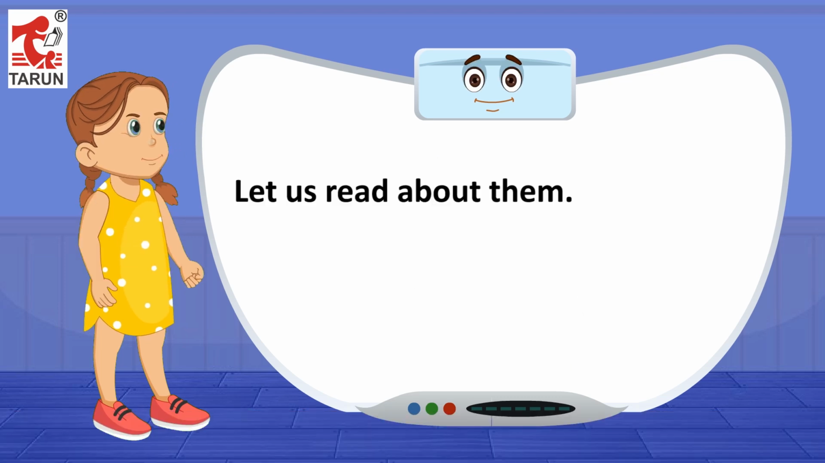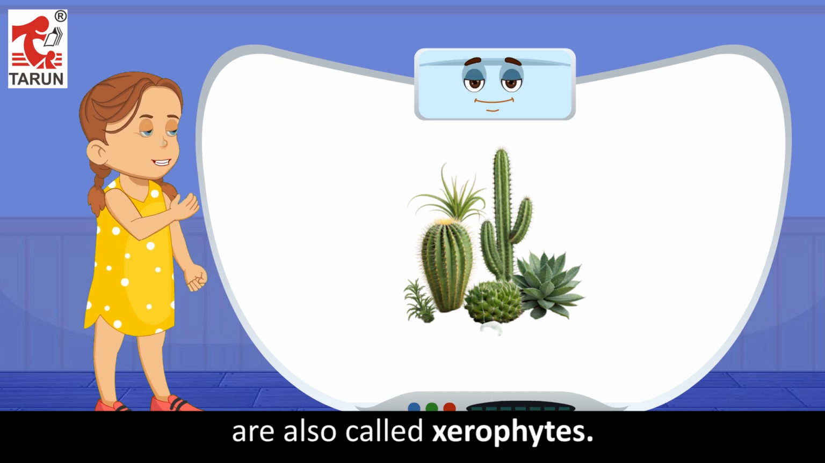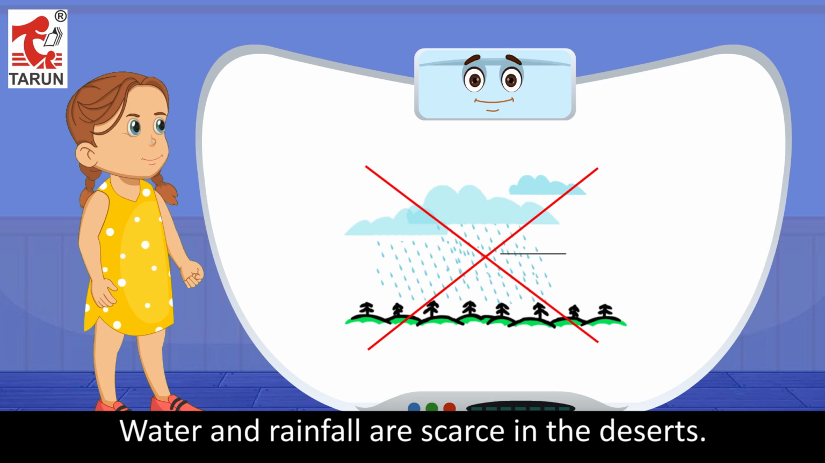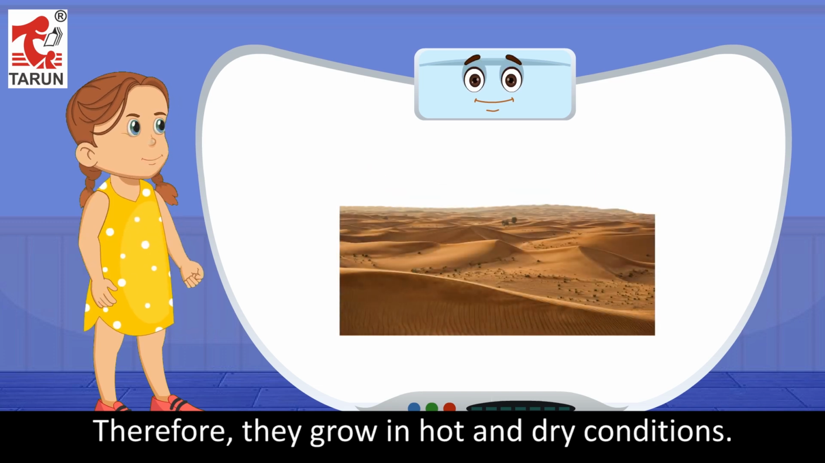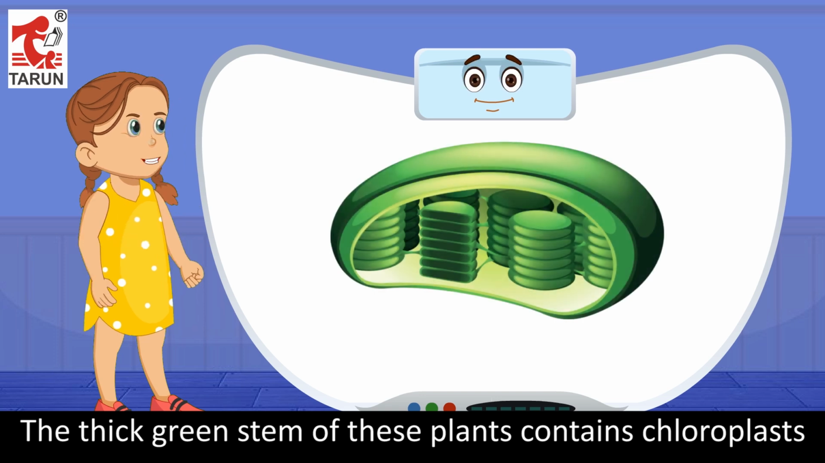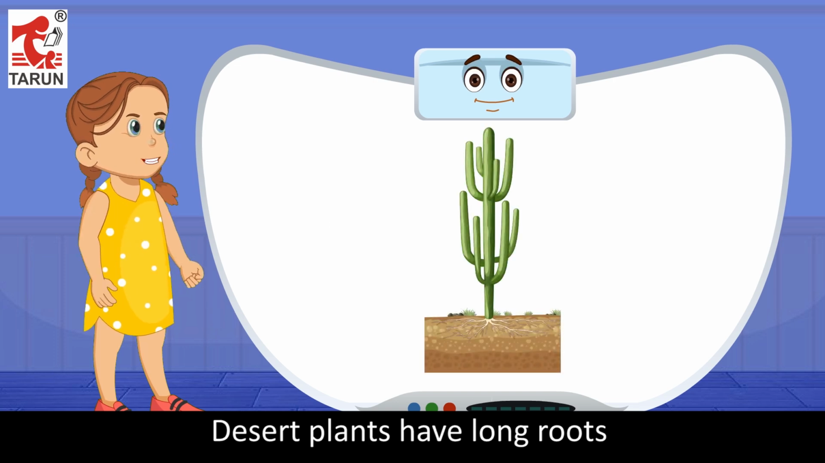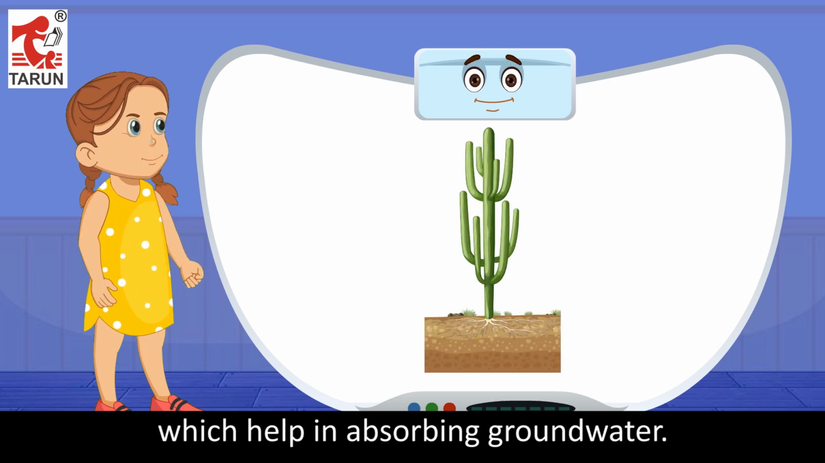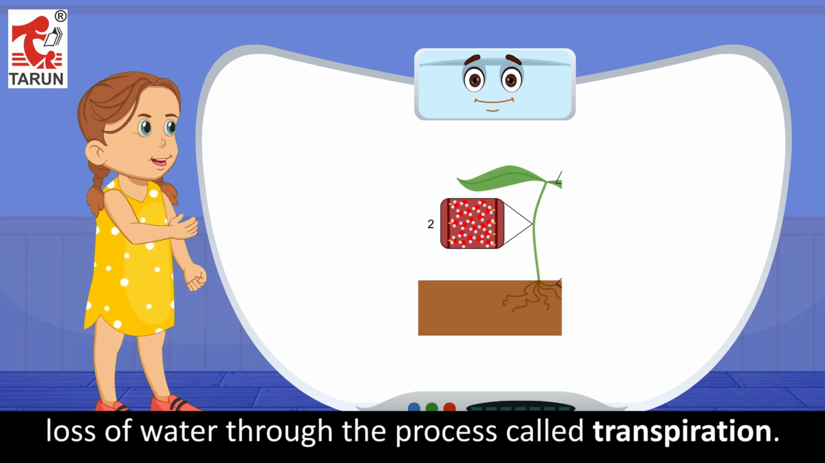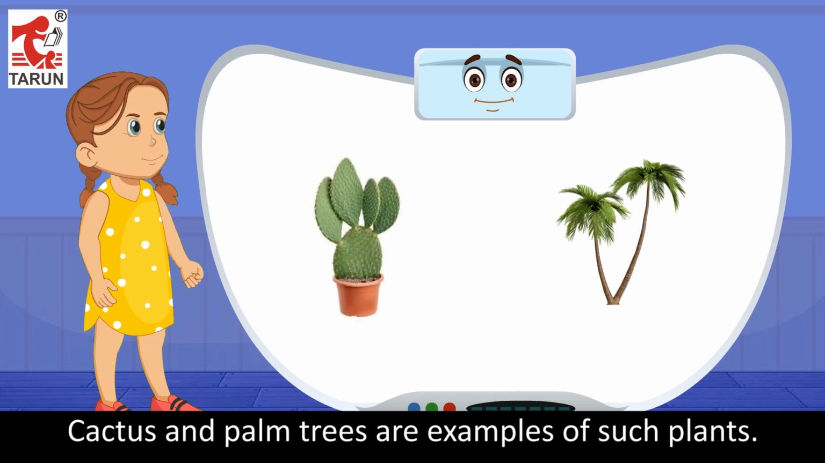Let us read about them. 1. Plants in deserts. Plants which grow in desert are also called xerophytes. Water and rainfall are scarce in the deserts. Therefore, they grow in hot and dry conditions. The thick green stem of these plants contains chloroplasts, like in leaves, which make food. Desert plants have long roots which help in absorbing groundwater. The leaves are reduced to thorns that prevent loss of water through the process called transpiration. Cactus and palm trees are examples of such plants.